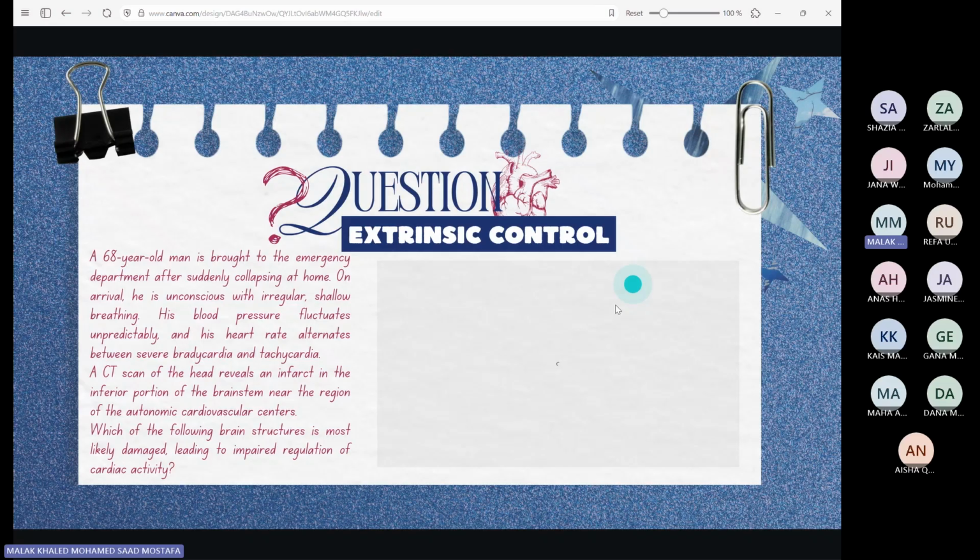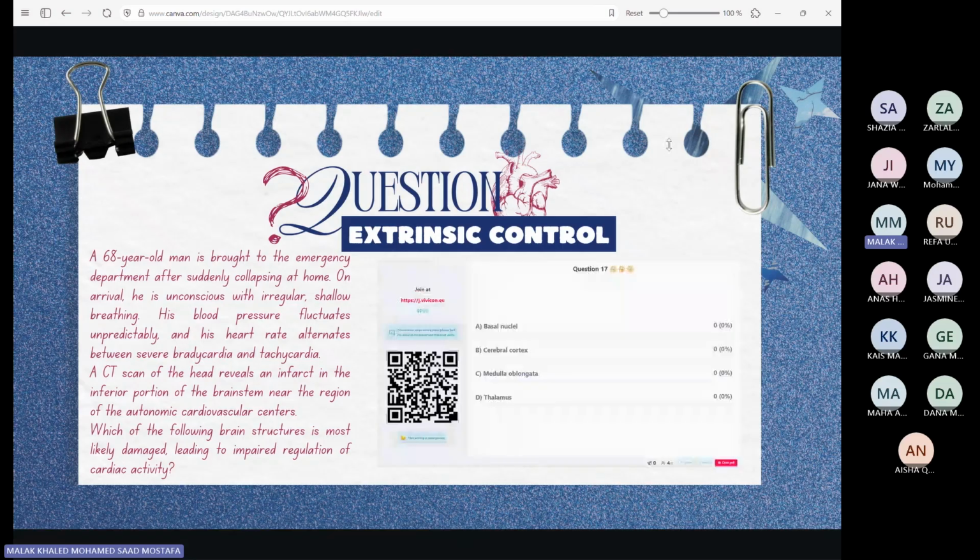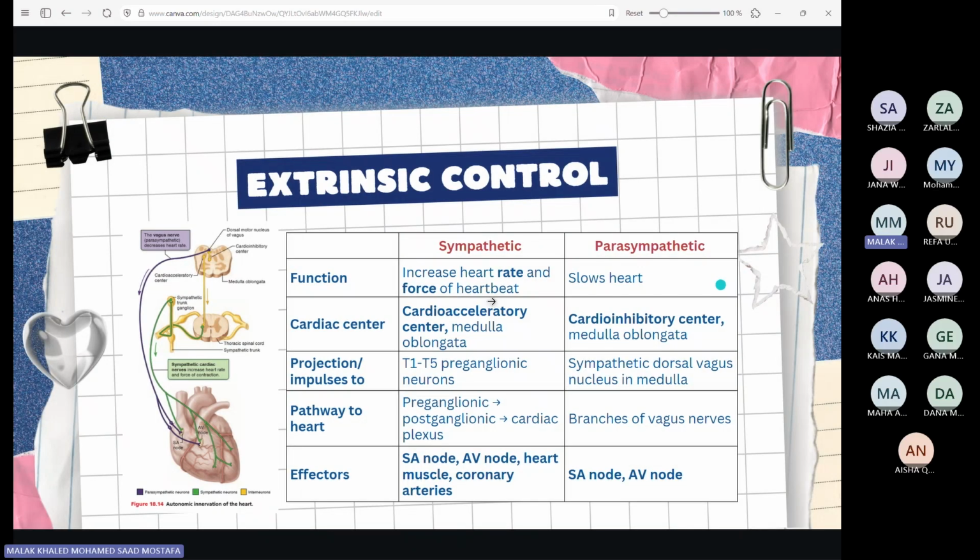This is a question for extrinsic control, and it's a huge paragraph, but I'm very sure that I overworded it so that it looks complicated, but the question is pretty simple. So all it's asking you is, all of these words summarized, what is the extrinsic control, like what is the source? Where is it coming from? Is it the basal nuclei? Is it the cerebral cortex, the medulla oblongata, or the thalamus? It is the medulla oblongata. Okay. So when you're thinking extrinsic control of the heart, always think medulla oblongata.